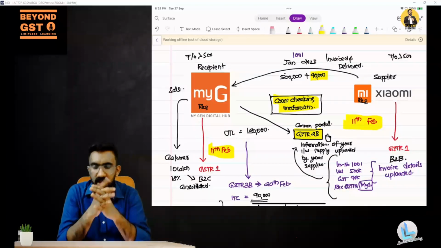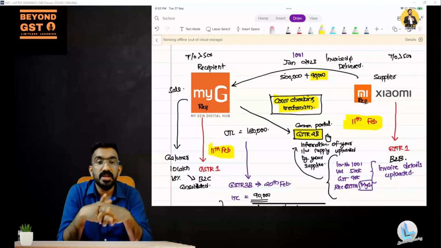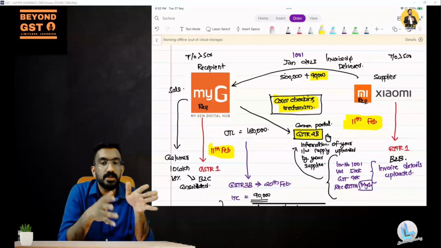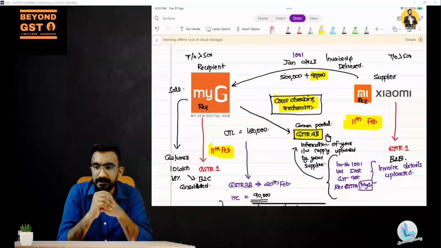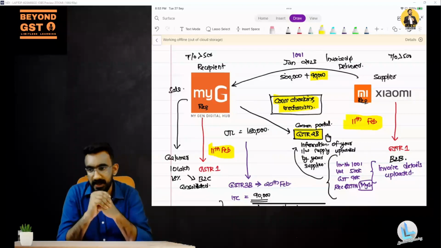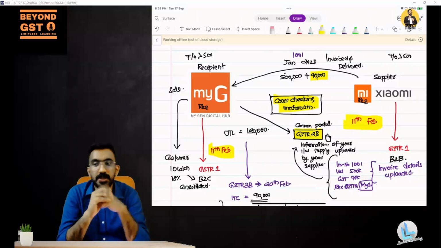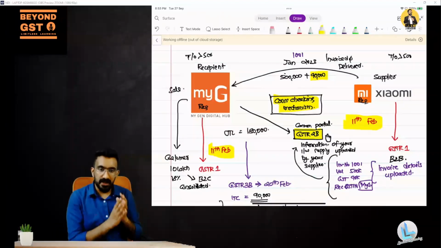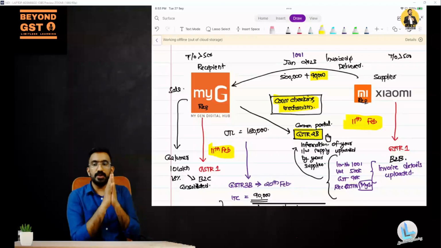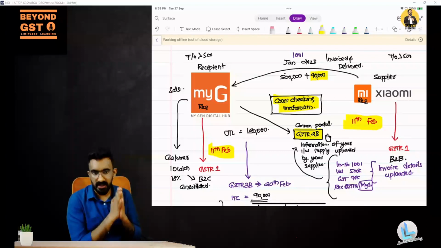Yes, they have to give invoice-wise details, because this supply from Xiaomi to MyG, since both of them are registered, will be called as what supply? It will be called as B2B supply. This is called as B2B supply. So whenever there is B2B supply, the supplier has to upload invoice-wise information in their GSTR1.